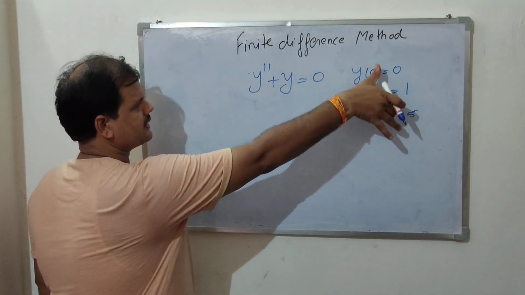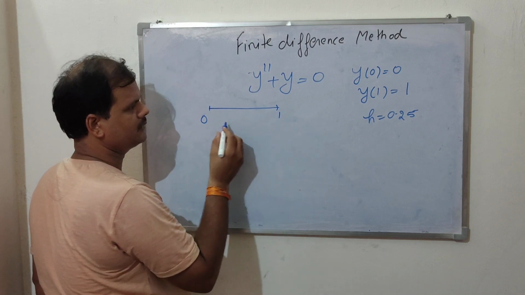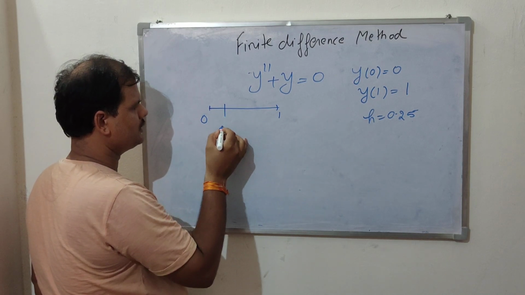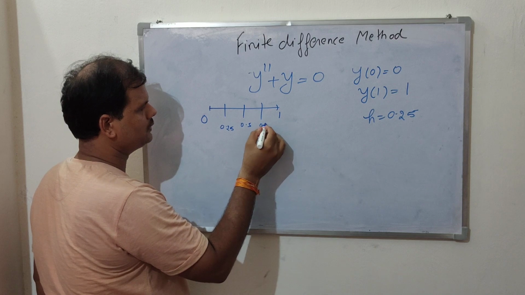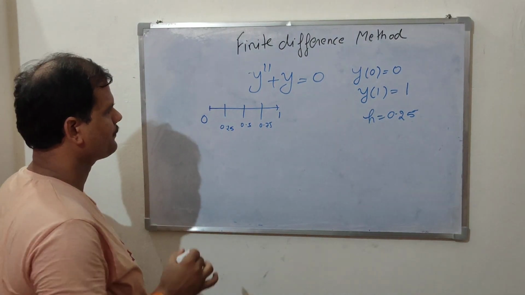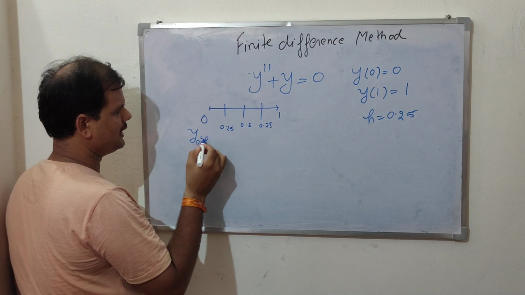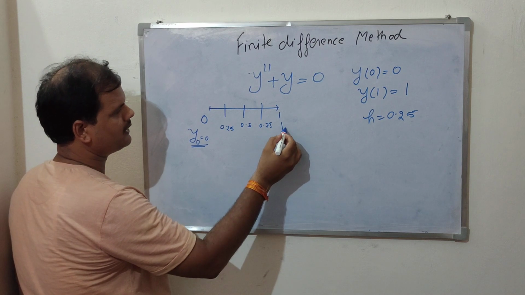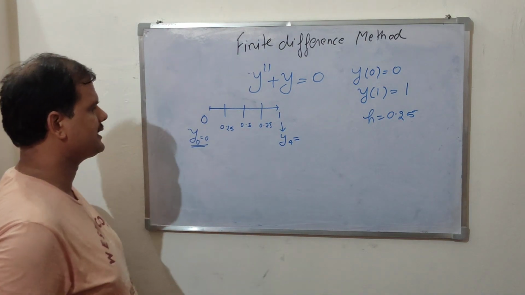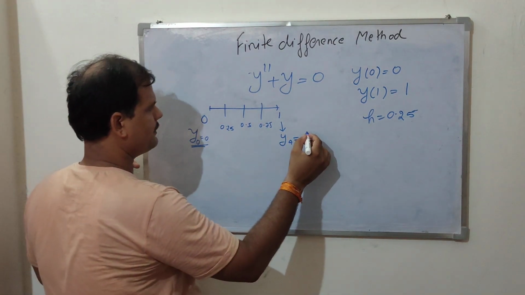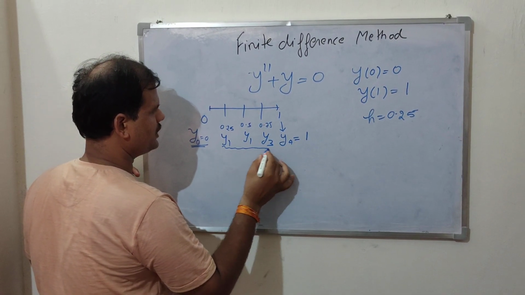So first try to understand this part. This interval is 0 to 1, and h equal to 0.25. So this is the first node at 0.25, the second node and the third node. y0 equal to 0 is given. And 1 is called y4; y4 is nothing but the solution at x equal to 1, so that is already given here. So this is called y1, y2 and y3. So three unknowns are there.